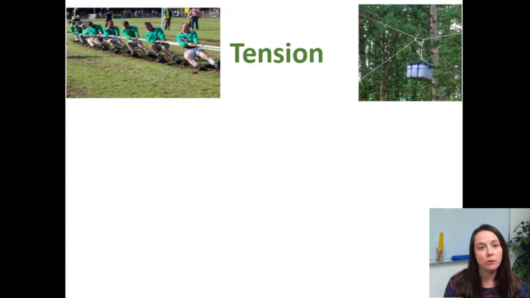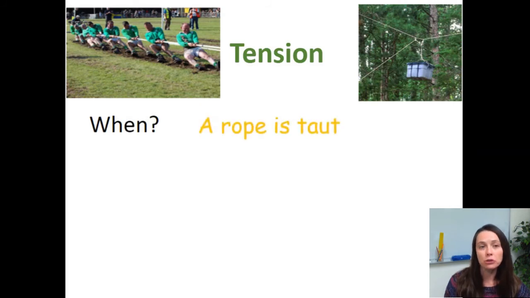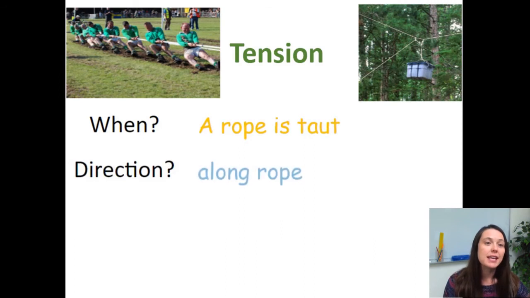The last type of force that we will look at today is the force of tension. Tension occurs when a rope is pulled taut. The direction that tension acts is always along the direction of the rope. The tug-of-war team here is exerting a tension that is along the direction of the rope. And if you have been camping and suspended your food to keep it away from bears, the tension in the rope is always pulling in the direction of the rope.